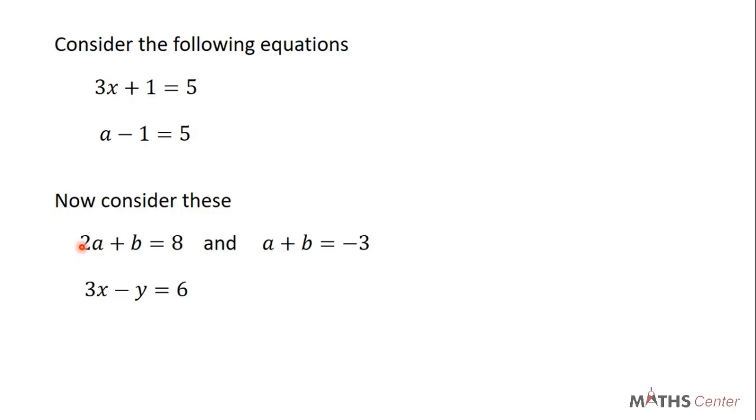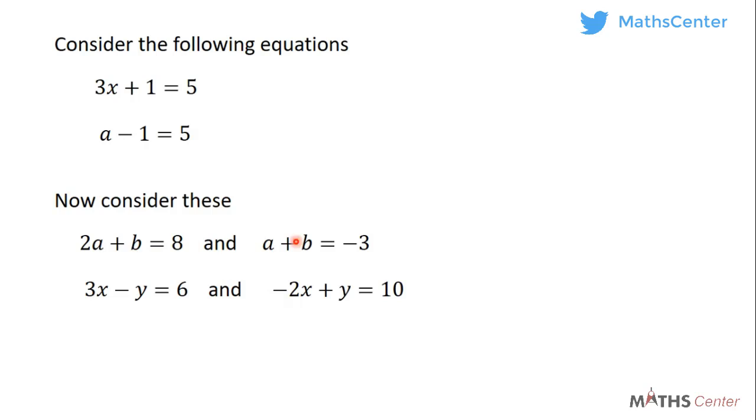So for example, if you have 2a plus b is equal to 8, you will need another equation like a plus b is equal to negative 3 in order to find a and b. In the same way, in this example too, you will need another equation in order to find x and y. So let's say the other equation is minus 2x plus y is equal to 10. Now, we have two variables. We have two equations, so we can solve them. Here too, we have two variables. We have two equations, so you can solve them.